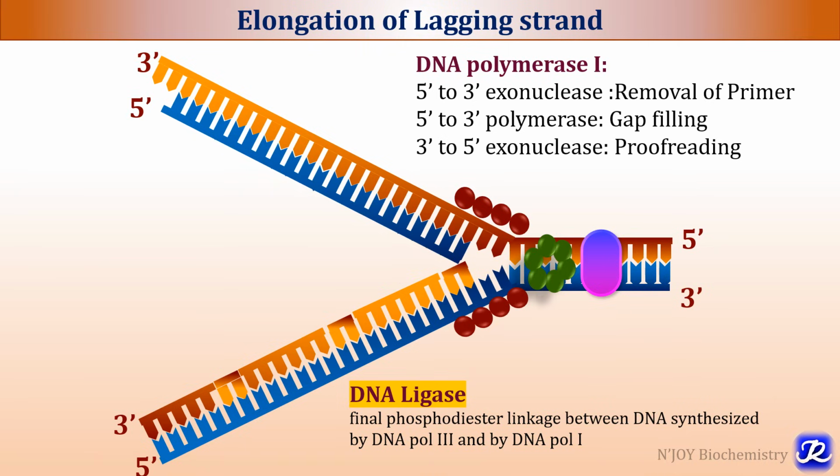So this DNA ligase enzyme causes the final phosphodiester linkage formation between DNA synthesized by DNA polymerase 3 and by DNA polymerase 1. So by the activity of this DNA ligase, finally this DNA strand is synthesized from 5' to 3' direction on the lagging strand.